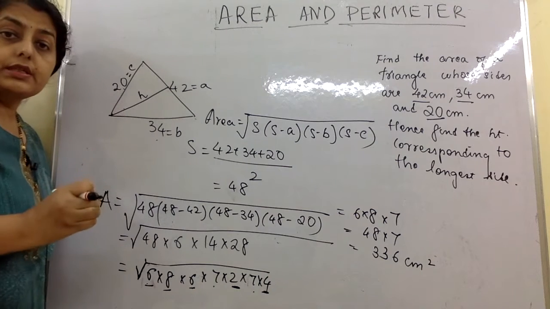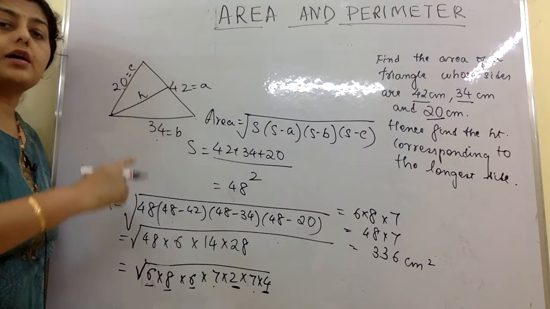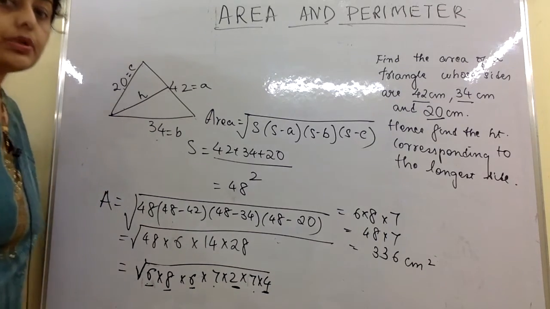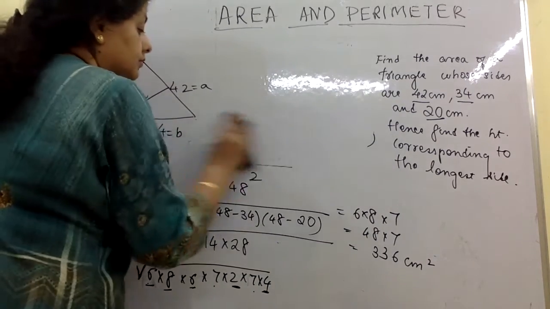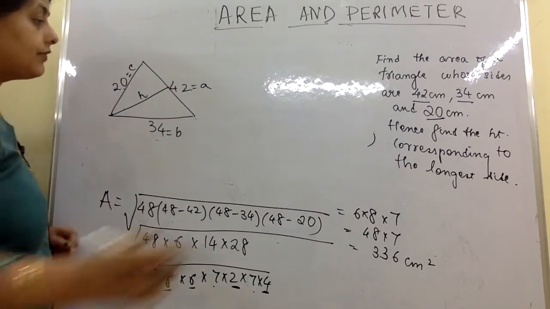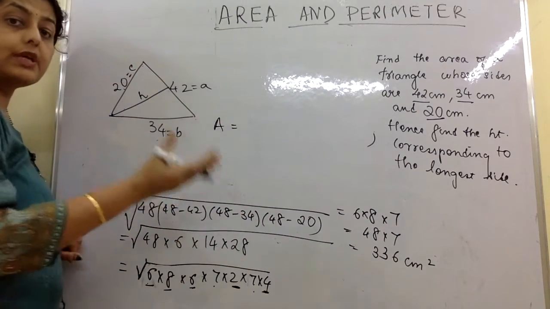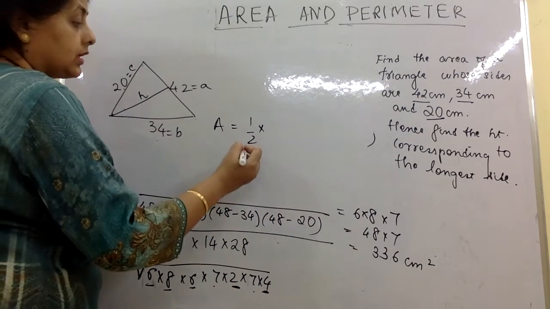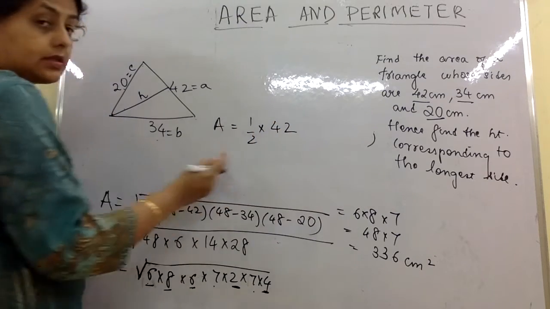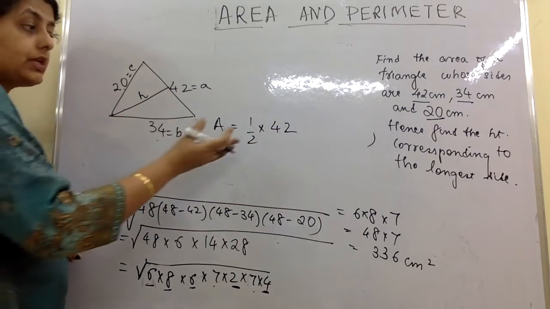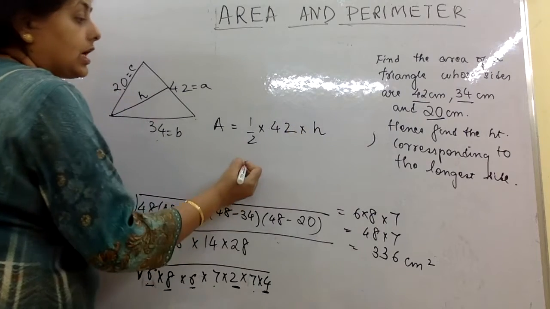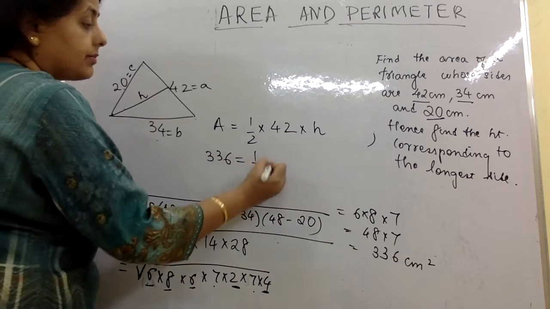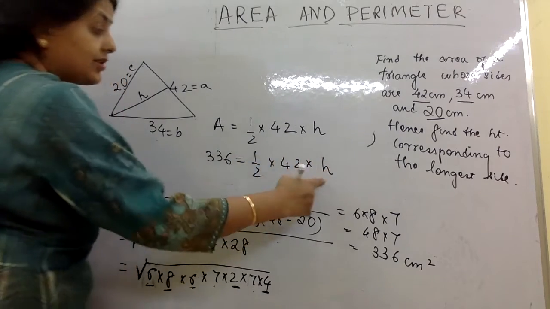The height corresponding to this. Now we shall start using half base into height. So how do we use half base into height now? See, so here we have again area. Now you will think why I am writing again area. Half into base. Base is 42. Because they said height corresponding to the longest side. So we have to take 42. Height we don't know. How much is the area? Area is 336. So we are making another linear equation where h is the unknown.